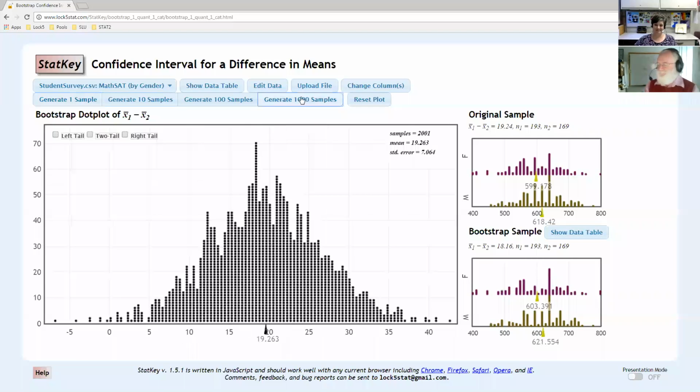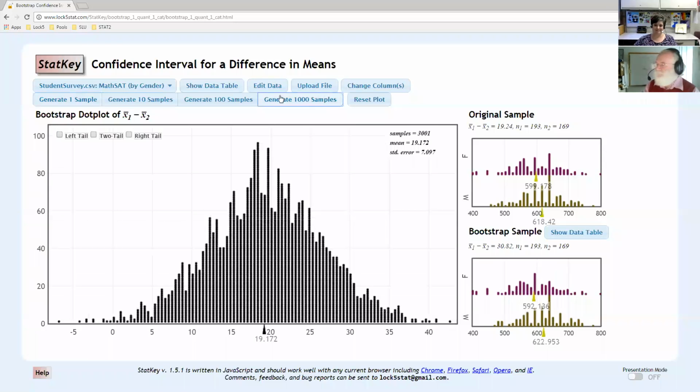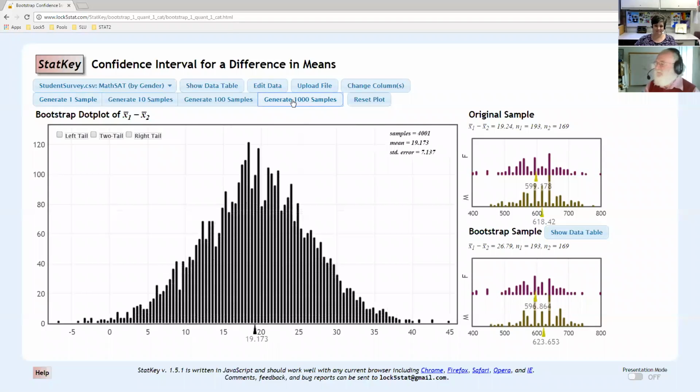It is pretty quick. This works even on phones relatively well. So here's several thousand samples. And then if I want, I think I want a 95% confidence interval for the difference in means. Notice this is centered roughly where the difference is in the sample, as it should be. Okay, go to two-tail.